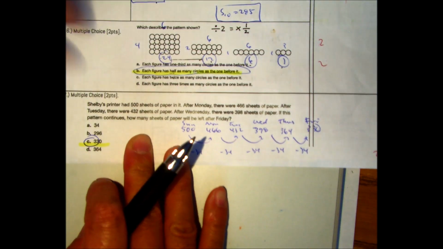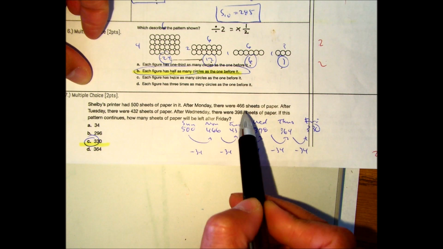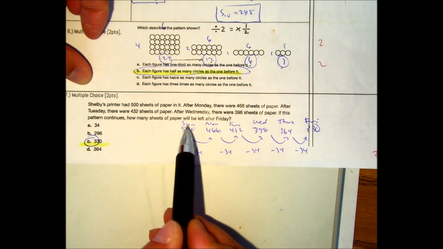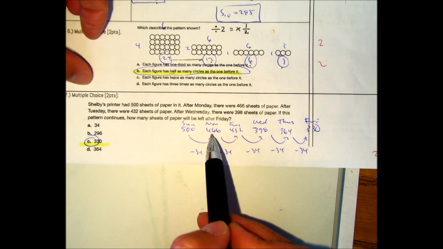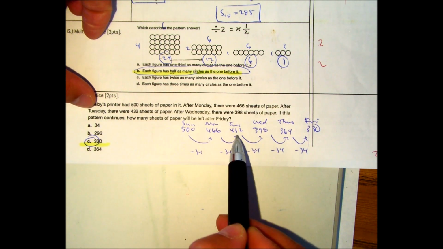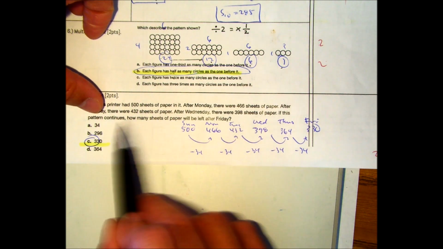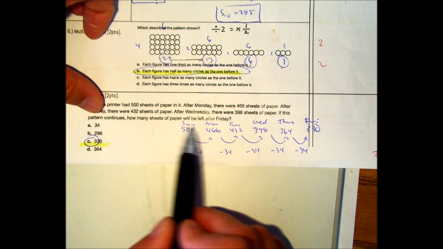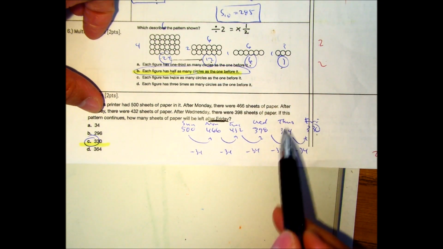Question number 7. Tricky question. Shelby's printer had 500 sheets of paper in it. After Monday, there are 466. So I simply just wrote the days of the week, and I wrote how many there were. After Tuesday, there are 432. After Wednesday, 398. If this pattern continues, how many sheets of paper will be left after Friday? They skipped Thursday.